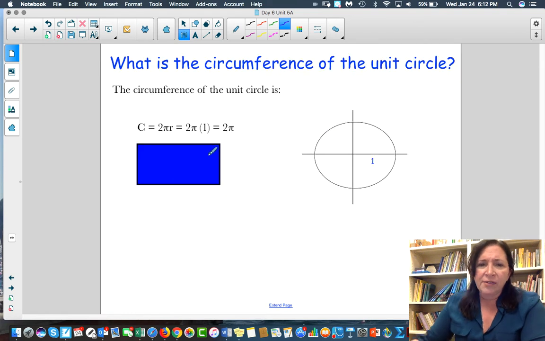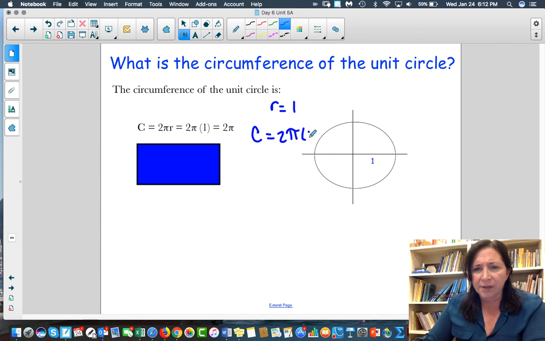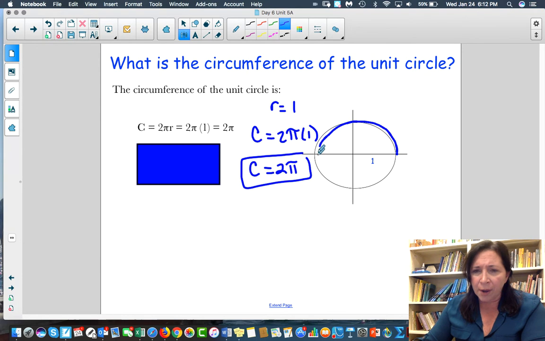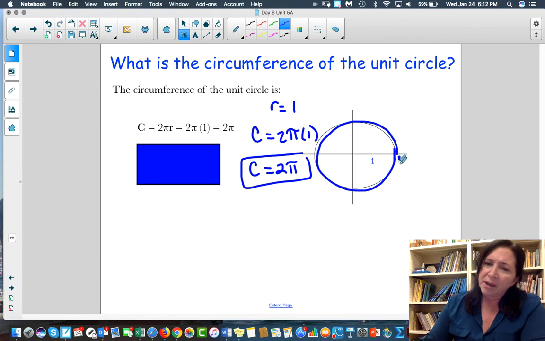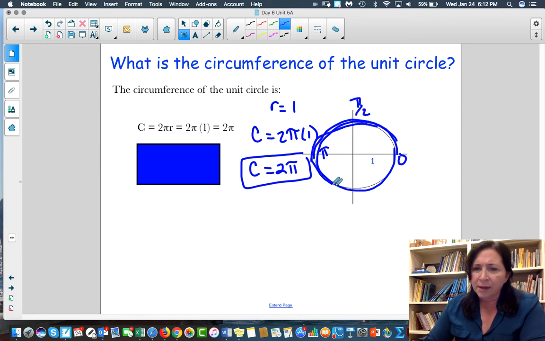So again, this is just reiterating the circumference of a circle. If the radius is equal to 1 in this case, then my circumference would be 2 times pi times 1, or just 2 pi. And so the distance around my circle is 2 pi. So let's just break this up again. This would be 0. This would be 1 pi. Okay, this would be a half of that. Keep going, this would be 1.5.